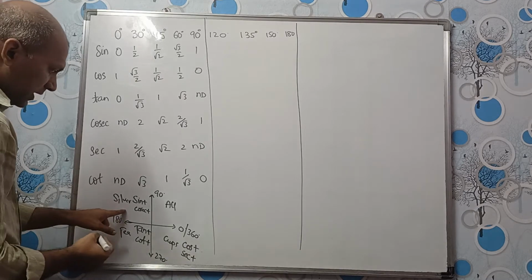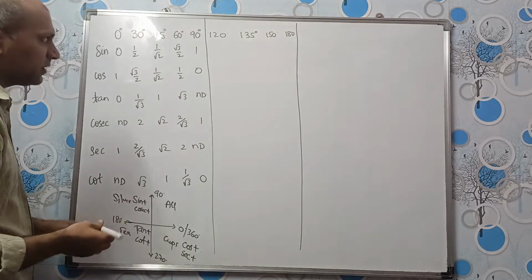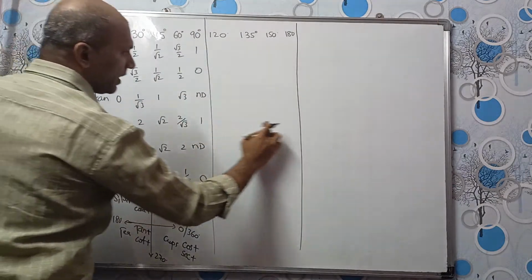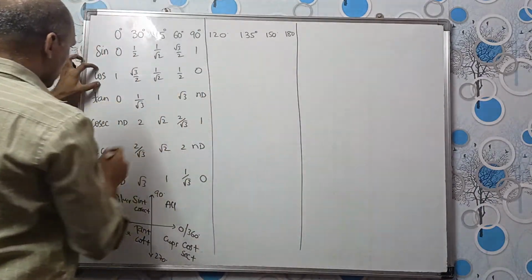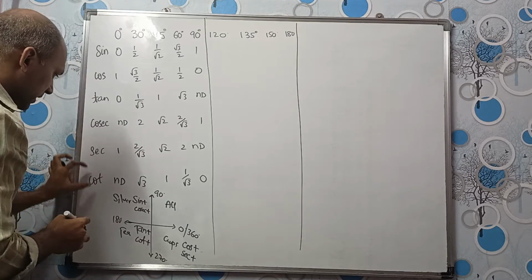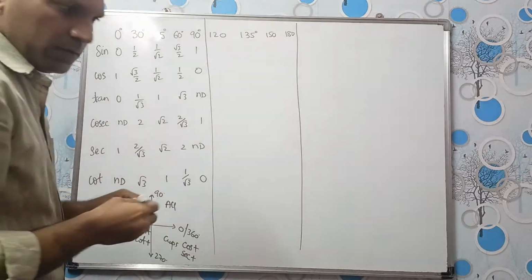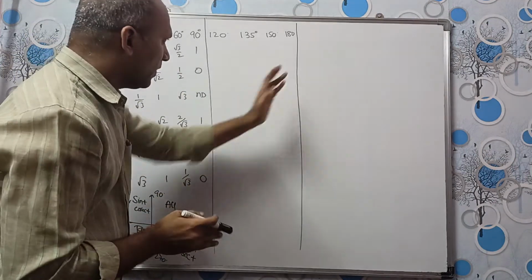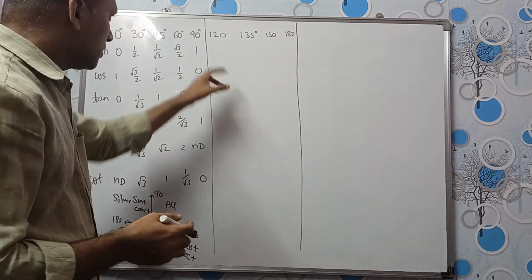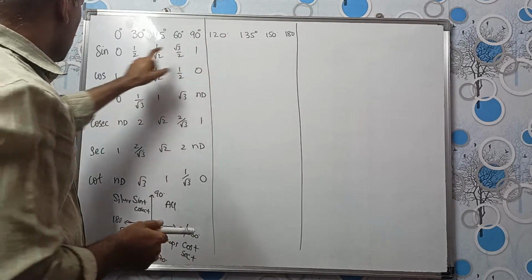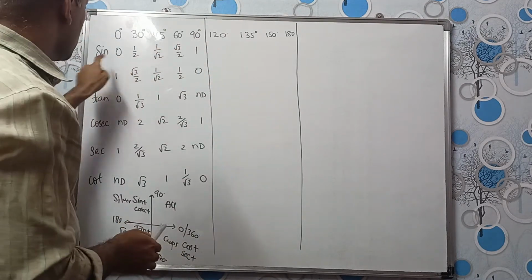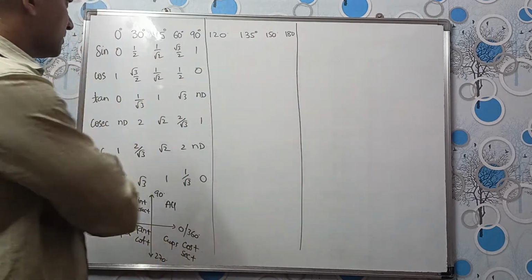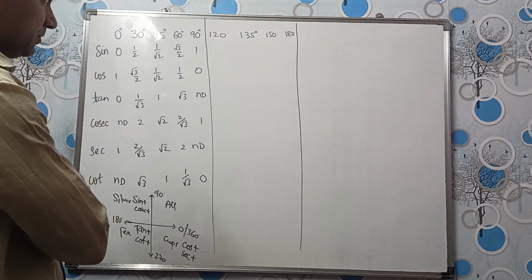So in the second quadrant, see, sine and cosecant are positive. So sine will be positive and cosecant values will be positive. The remaining four, that is cos, tan, secant and cot, will be negative values, right? For a while, let us forget about negative values. What should be the values here? See, sine 120 degrees, what is sine 135, sine 150 and sine 180 degrees? What should be the values?